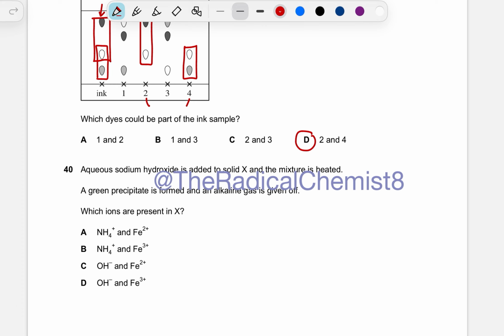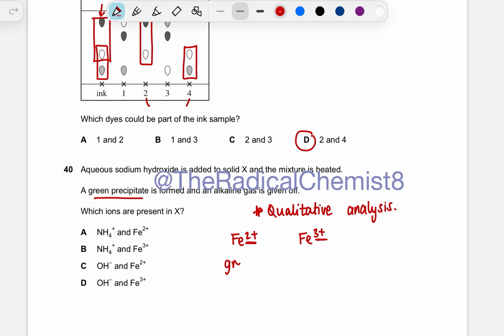And lastly, aqueous sodium hydroxide is added to solid X and the mixture is heated. A green precipitate is formed and an alkaline gas is given off. Which ions are present in X? So this is using your qualitative analysis notes. That is normally given in paper 6 at the back. And a precipitate is usually formed for your cations. So they've got ion 2+ and ion 3+. So green precipitate, I always remember this as ion 2 plus and ion 3 plus, 2 and 3.